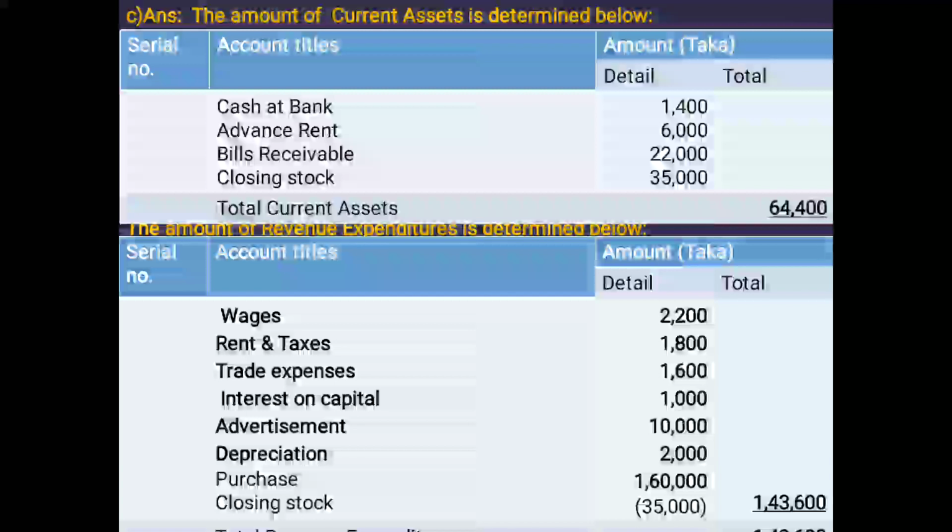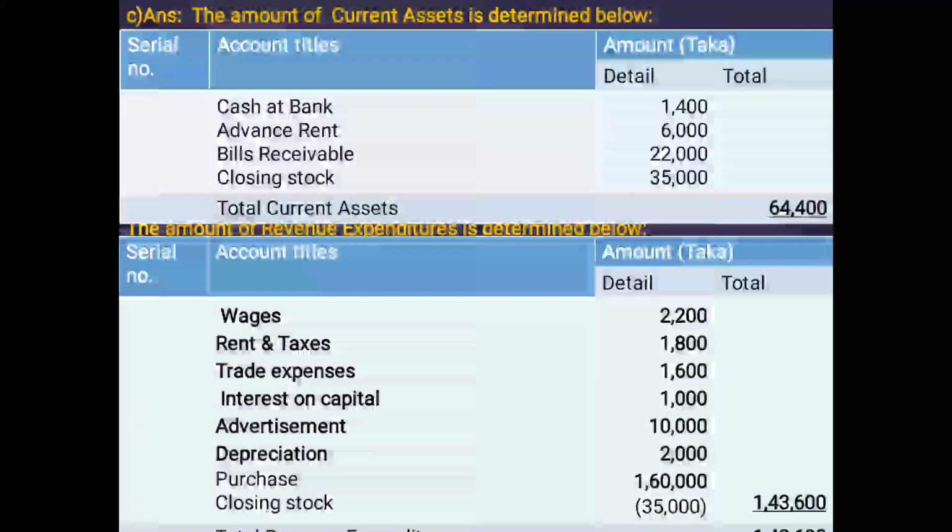The format is: serial number, account titles, amount, taka, detail, total. From this we can get a total of 4 assets related to current assets or short-term assets. Number 1, cash at bank taka 1,400, advance rent taka 6,000, bills receivable taka 22,000, closing stock taka 35,000.